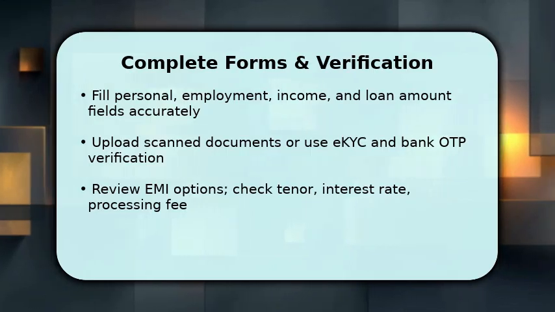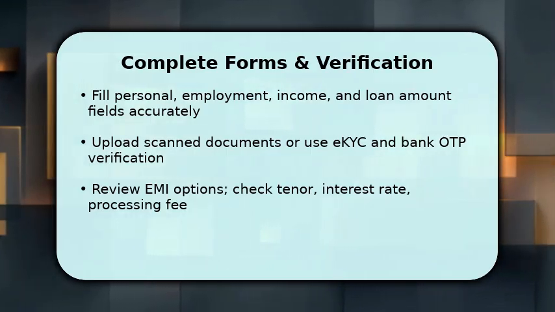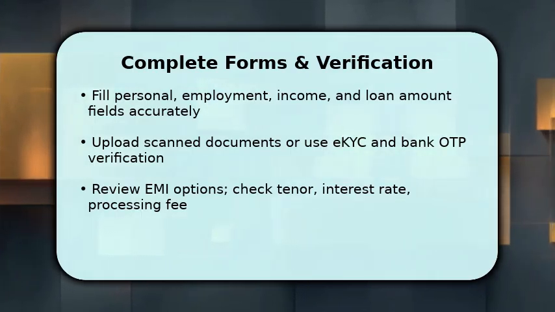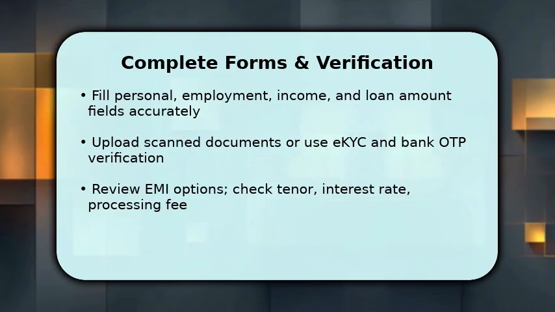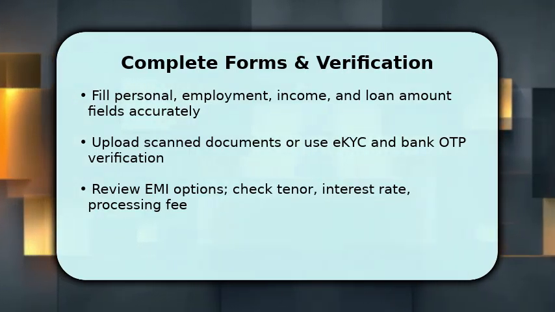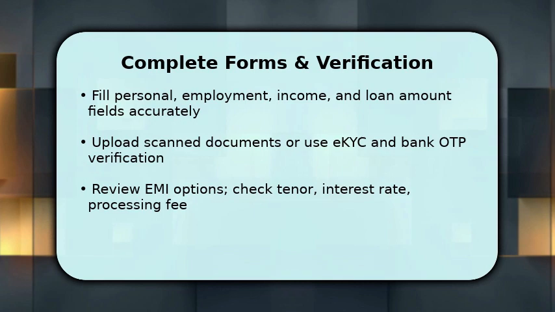Then review offered loan plans, compare tenors, interest rates, monthly EMI, and processing fee so you understand total cost. Make sure to recalculate EMIs if you change tenure. Small rate changes matter. You finish by reviewing the sanction letter, accepting terms, and e-signing the agreement.